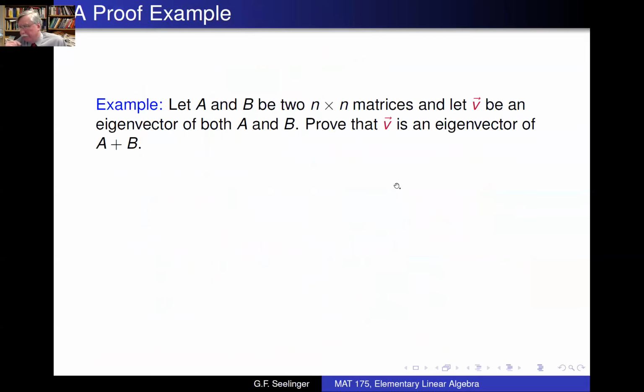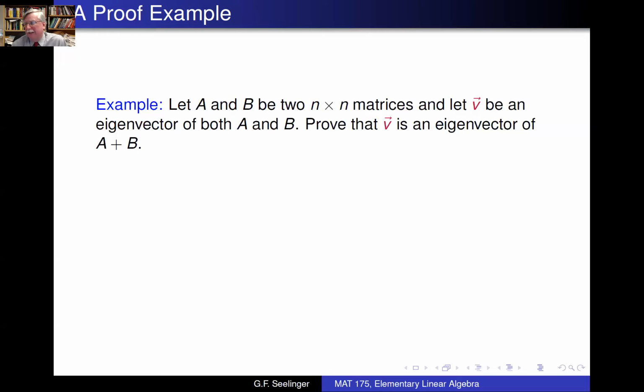So let's talk about a proof. Let's do a proof. Eigenvalues and eigenvectors, that's a very important definition. And so let's go through what a proof might look like in terms of dealing with eigenvalues and eigenvectors. So let A and B be two n by n matrices. Let V be an eigenvector of A that's also an eigenvector of B. Prove that V is an eigenvector of A plus B.